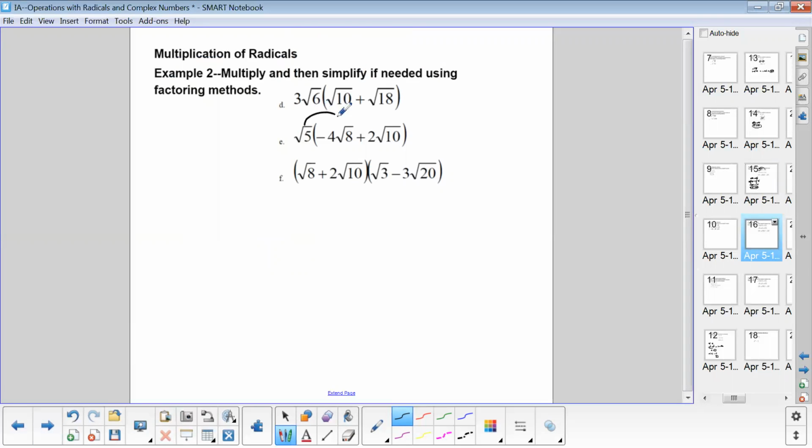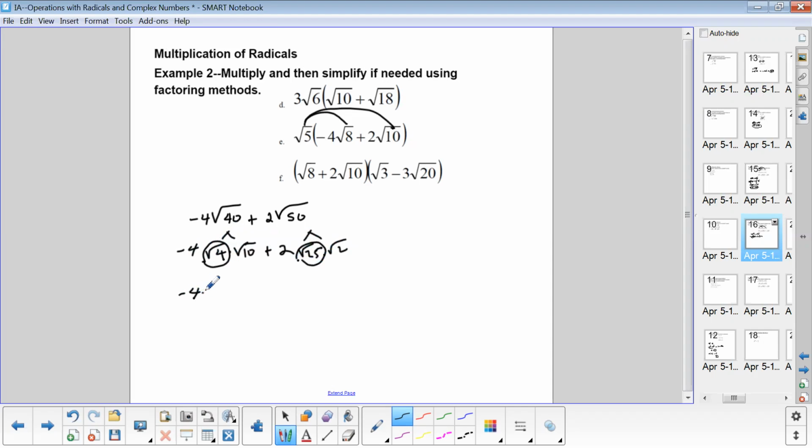With this problem, I'm going to multiply the square root of 5 to both terms, and I'm going to get -4 square roots of 5 times the square root of 8, which would be the square root of 40, plus 2 square roots of 50. And so -4 times the square root of 4 and the square root of 10, plus 2 times, and 50 would be the square root of 25 and the square root of 2. So here's a perfect square, and here's a perfect square.